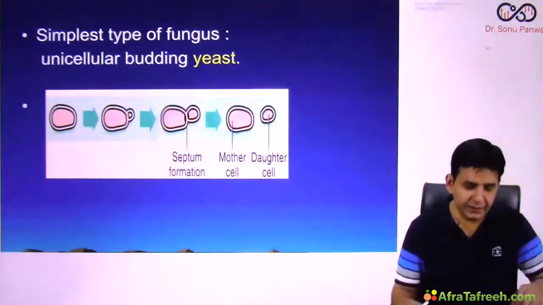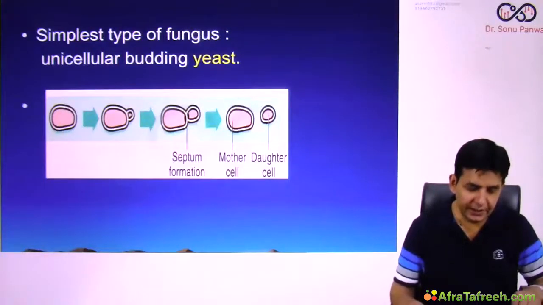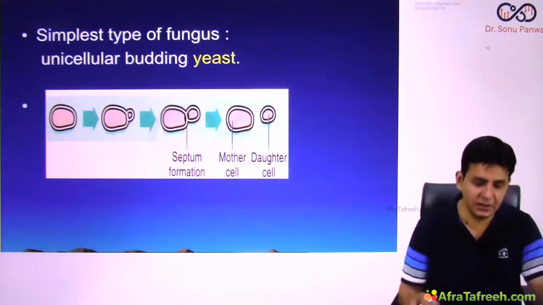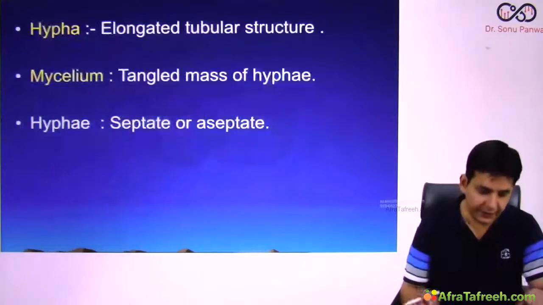Now the simplest type of fungus is a unicellular budding yeast, and this is how the budding happens. This is the new one, then this is the budding, and septum formation happens, and then it divides into two, mother cells and daughter cells. So this is what is termed as budding.